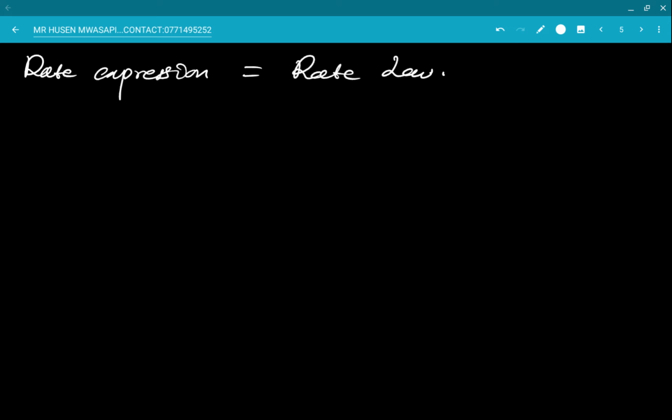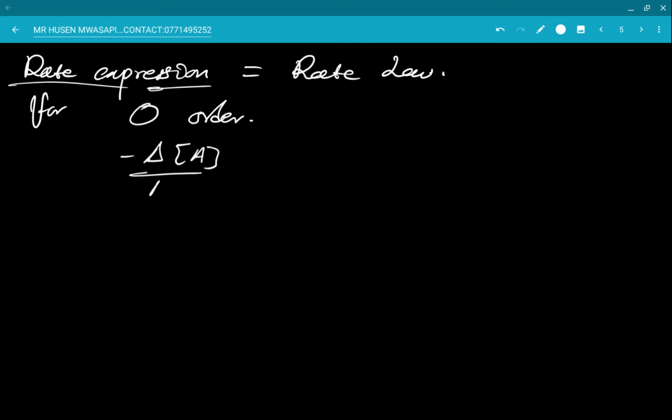So, if you want to deduce something from this, take for instance a zero order. If you take the rate expression for a zero order, which we know is simply negative change in concentration over what? Change in time, and equate it to the rate law, which is what? K. If you manipulate this, we can separate out what we have and put it in a manner that we can understand, say, in a calculus way.